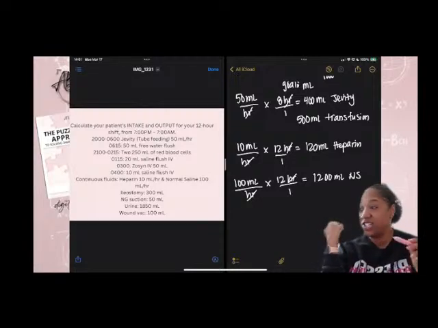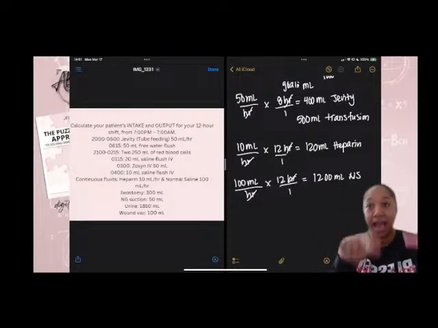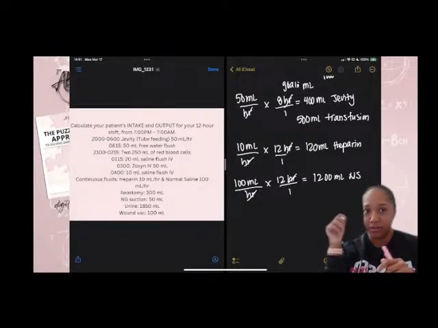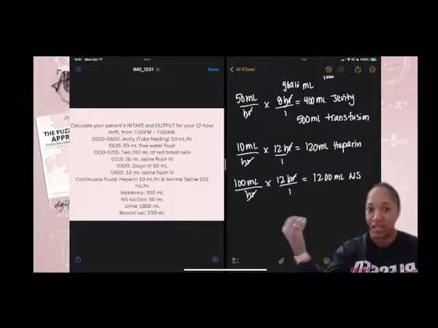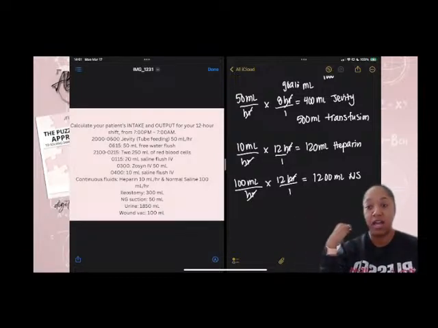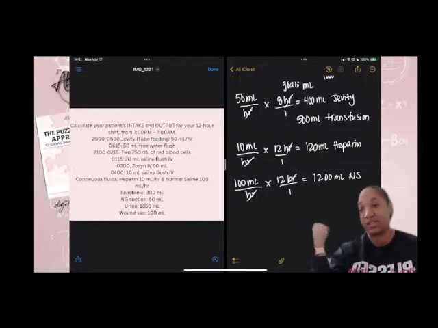And then NG suction. You're sucking it out the NG tube. So it's coming out, right? And then urine, of course, you're voiding out. And a wound vac, you're vacuuming it out of the wounds, okay? So you have to pay attention to what's going in and what's going out. You don't want to include what's coming out in your input, okay?